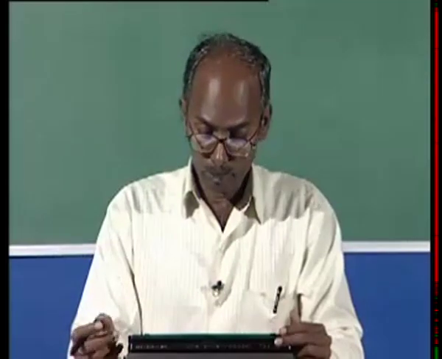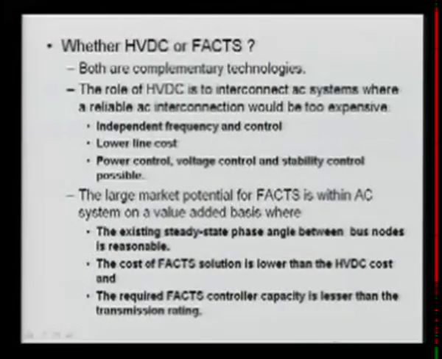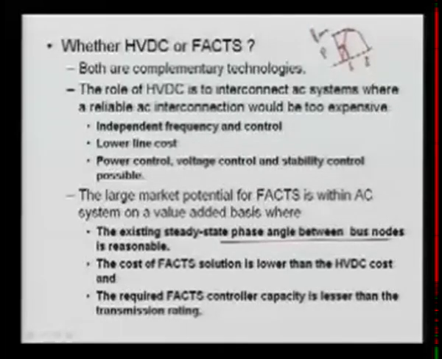The basis is that the existing steady state phase angle between the buses should be reasonable. Why is it so? Because we know this curve, this is your delta, this is P, I am talking about this curve from the very beginning. Now if you are loading the power system here, your delta is this much. This delta is the angle difference between the two buses. Now you have the margin up to this one, this is your P max. So if you are already operating here, whatever device you use, you are very close to P max and the margin is very small.